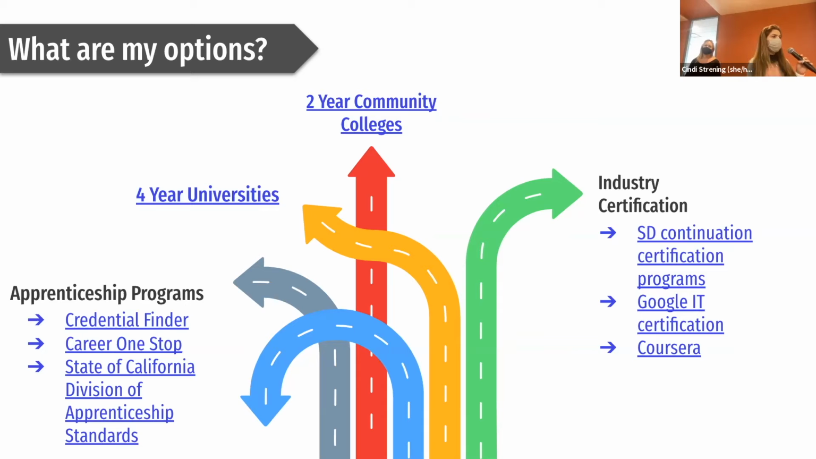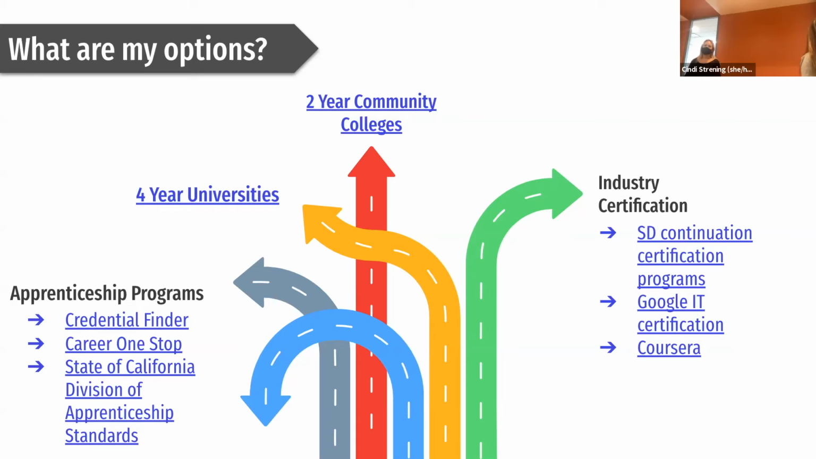There's the 4-year university route, which we're going to really dive into. The 2-year community college route, which is going to be a little bit later into the school year when those applications go, and then also industry certifications. Those are really cool because you can go at your own pace and go into the industry.